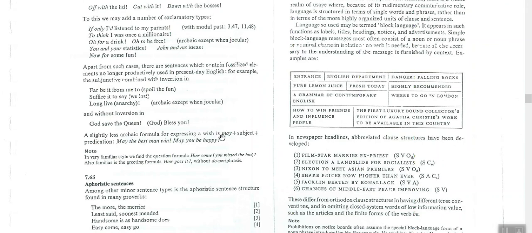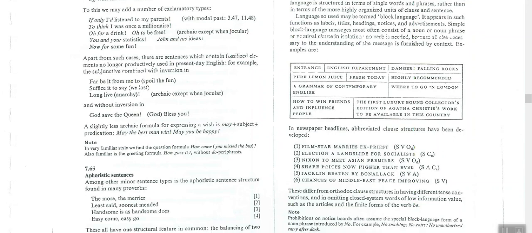Do you know this structure? May plus subject plus predication. May the best man win. May you be happy. So when you wish something for someone, for example, may Allah bless you. May Allah accept your fasting. May Allah accept your prayers. You see the structure, you wish. You have to use it when you pray. May Allah bless us. May Allah save us. May Allah save you. May Allah bless you. Okay?